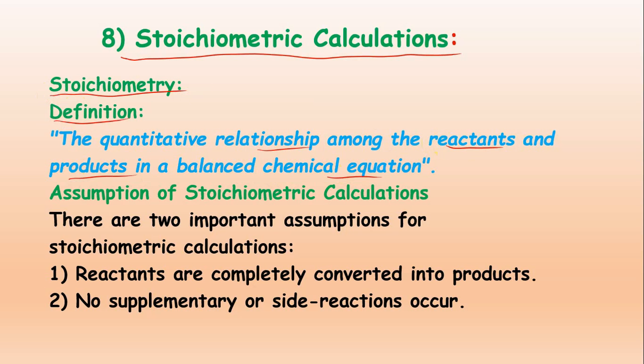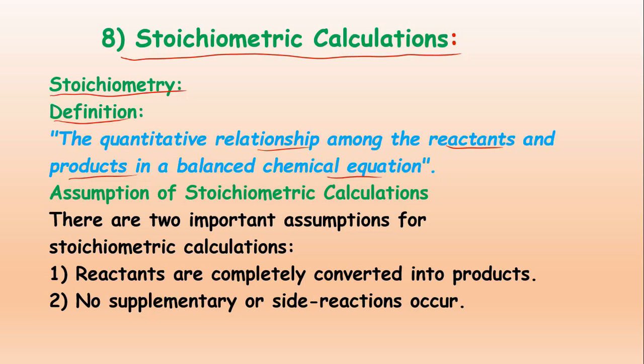Stoichiometry is basically the branch of chemistry in which we calculate the mass or volume of the reactant or product. If the mass of the reactant is given, then we have to calculate the mass or volume of the product. If the mass of the product is given, then we have to calculate the volume or mass of the reactant.